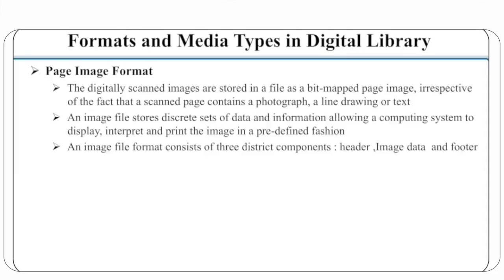An image file format consists of three distinct components, that is, header, which stores information on file identifier and image specifications, image data consisting of lookup table and image raster, and lastly, footer that signals file termination information. While the bitmapped portion of a raster image is standardized, it is the file header that differentiates one format from another.